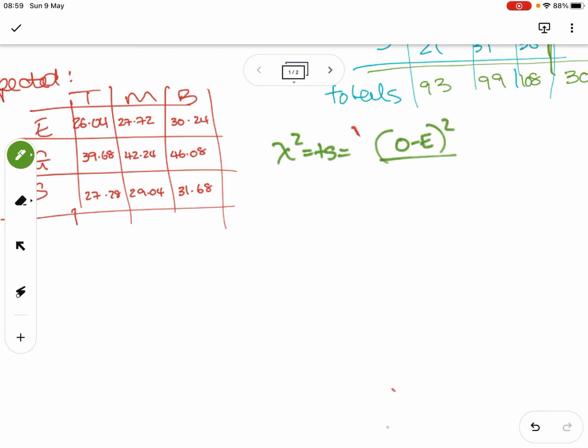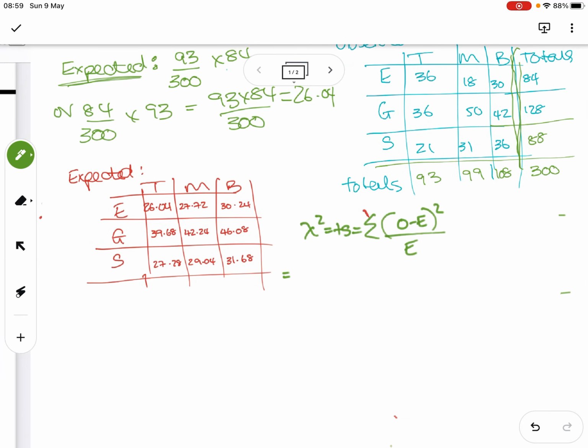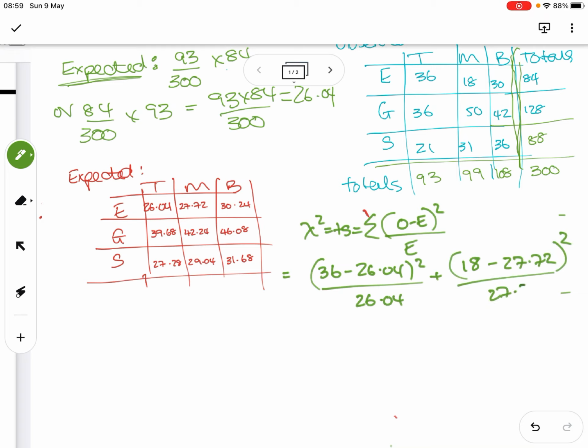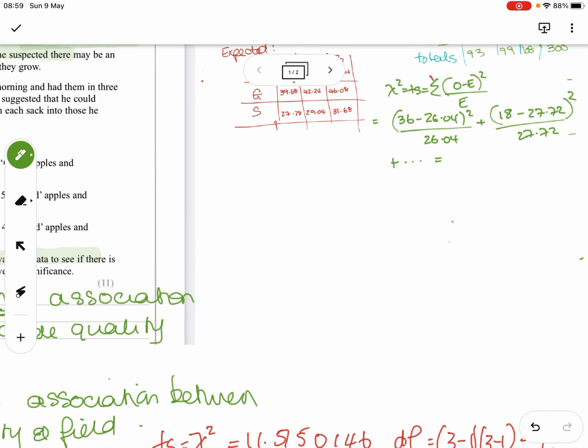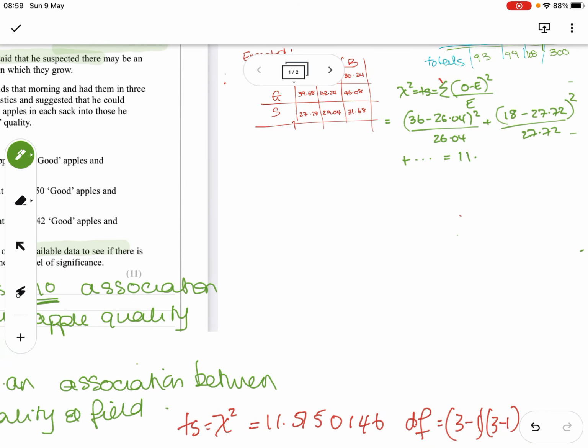all squared over the expected and summed up, which means we're going to look at 36 minus 26.04 squared over 26.04. Then we're going to add, I'll go across, 18 minus 27.72 all squared over 27.72 plus dot dot dot, and we know that equals this number that we got off our calculator, which is 11.515.